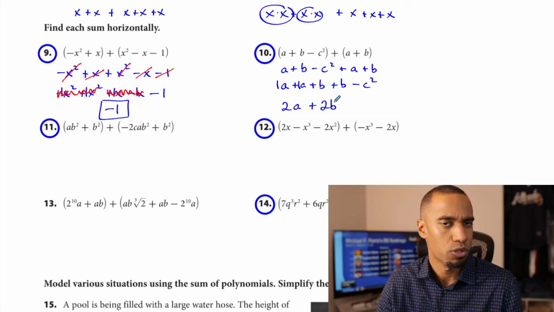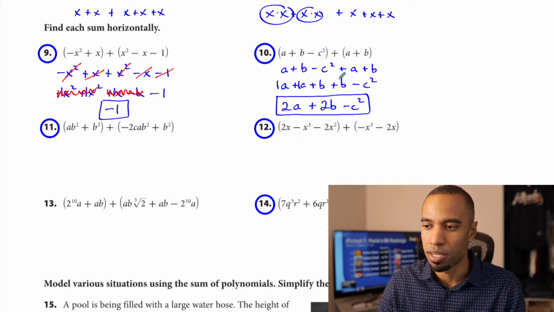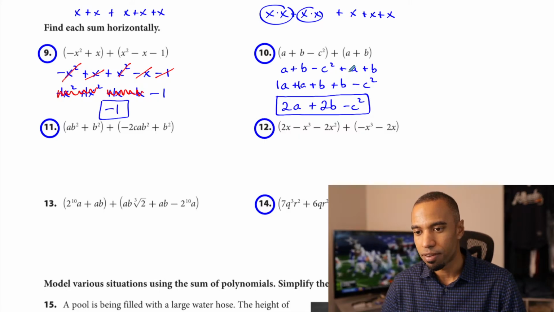They ask how many b's there are. There are 2 of them. And then minus c squared right there. And that can't combine with anything else, but that's our final result: 2a plus 2b minus c squared. Pretty straightforward as far as combining like terms. Yeah, you're trying to find things that match.